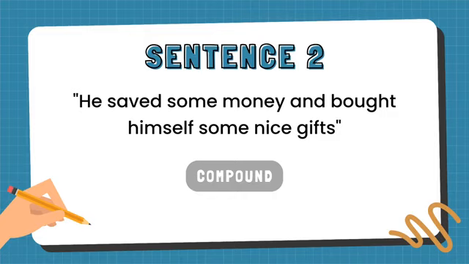He saved some money is an independent clause. He bought himself some nice gifts is another independent clause. And here they have been joined by the coordinating conjunction "and." Therefore, we have the sentence, he saved some money and bought himself some nice gifts. So it is a compound sentence.